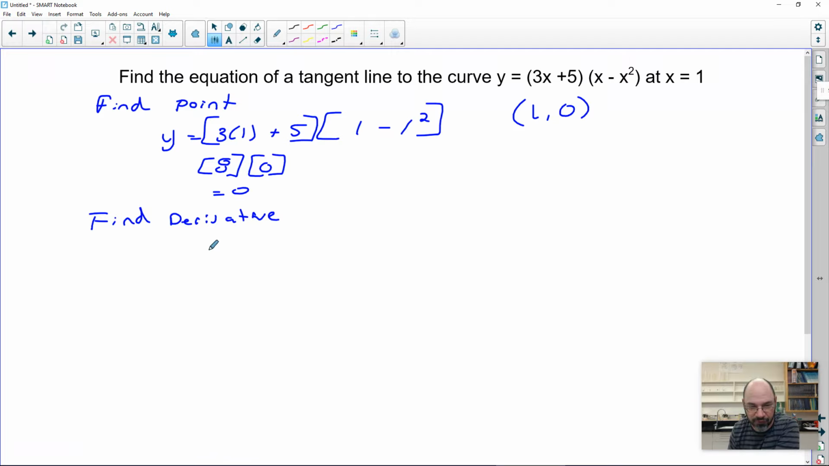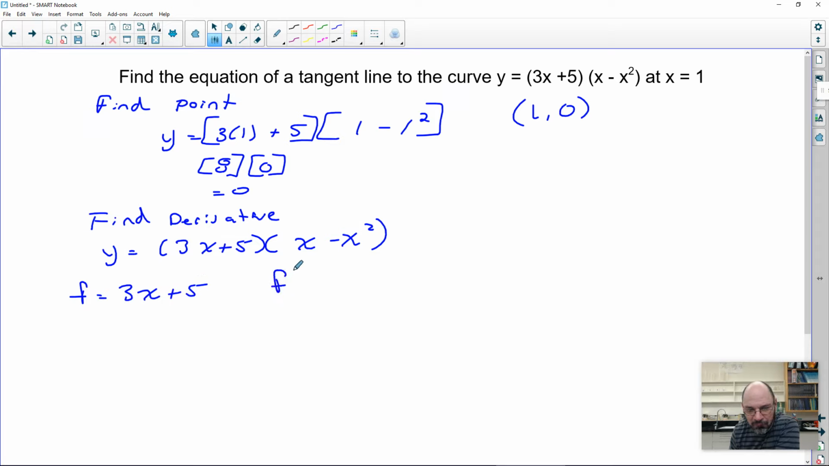Okay, so the derivative is, let's write this whole thing out so that we know what we're doing. 3x plus 5 times x minus x squared. So f equals 3x plus 5. So f prime equals 3. Okay, nothing with the 5 there. G equals x minus x squared. So G prime is equal to the derivative of that, 1 minus 2x.